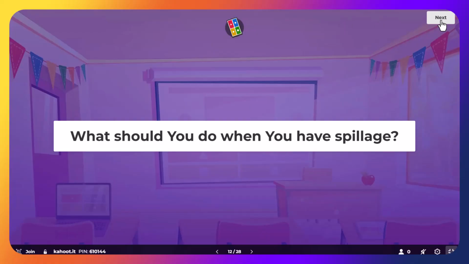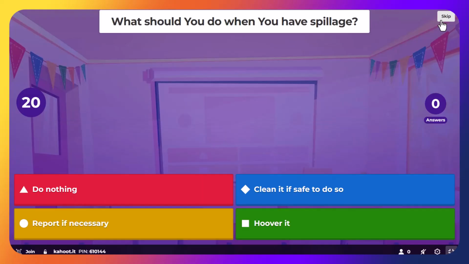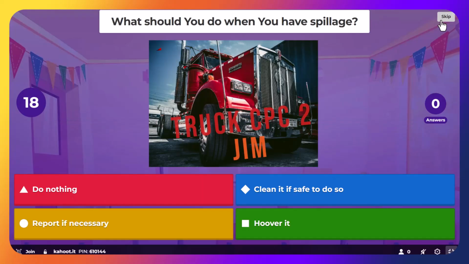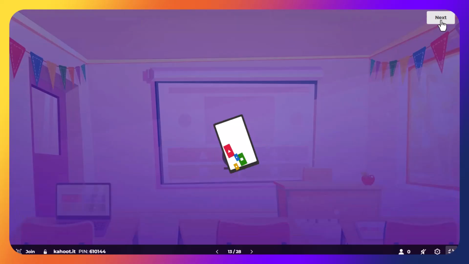What should you do when you have a spillage? Well, you clean it up, if it's safe to do so. Not if it's something toxic. If it's safe to do so, you clean it up. And you report it, depending on the size of it and where you are. But you clean it up if safe to do so, and you'd report it, wouldn't you, if necessary.